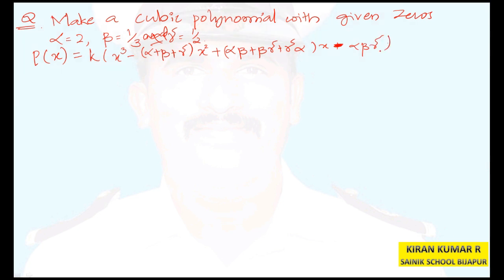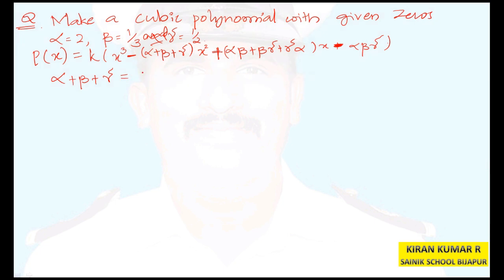You observe how to remember this. There is alternate minus and plus, isn't it? After x cube there is minus x square term, x square coefficient, and positive coefficient of x and negative constant. Alternately there is minus and plus, so you can remember this. Now what we need to do, we have to find out sum of the zeros and sum of product of two zeros taken at a time and product of zeros. Let me find alpha plus beta plus gamma.